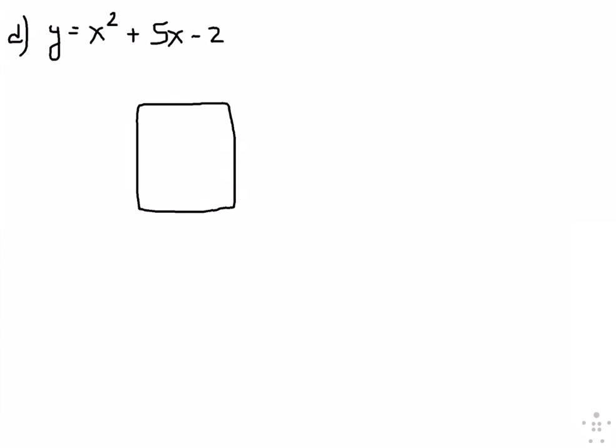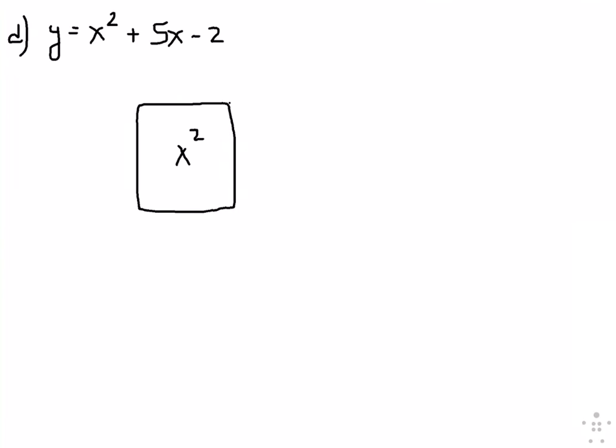Okay, the last one, we have y equals x squared, and this is d, plus 5x minus 2. So for this one, here's my x squared. I'm going to try and draw a little neater for this one because it'll be a little more important. So here's my x squared.